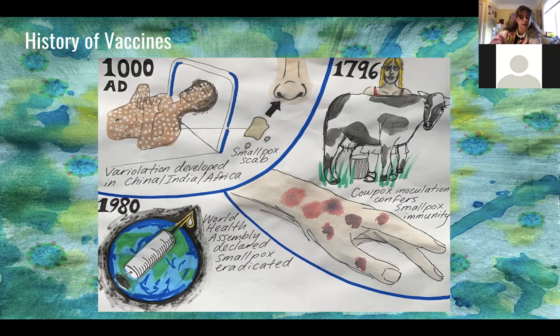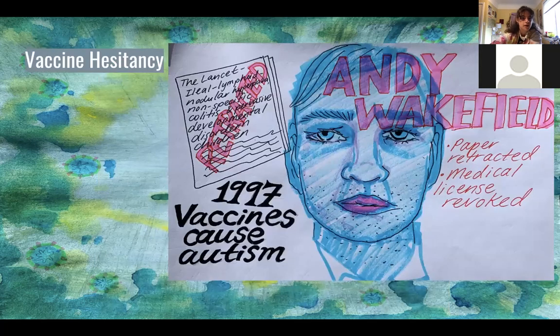Ironically, it is the eradication of infectious diseases which makes people skeptical about their necessity to this day, which leads me into my next topic about vaccine hesitancy. So some key events which have caused public distrust of vaccines have been the 1997 paper written by Andy Wakefield, in which he incorrectly correlated vaccines with the acquisition of autism, which was quickly retracted due to a gross misinterpretation of the data and ethical conflicts.